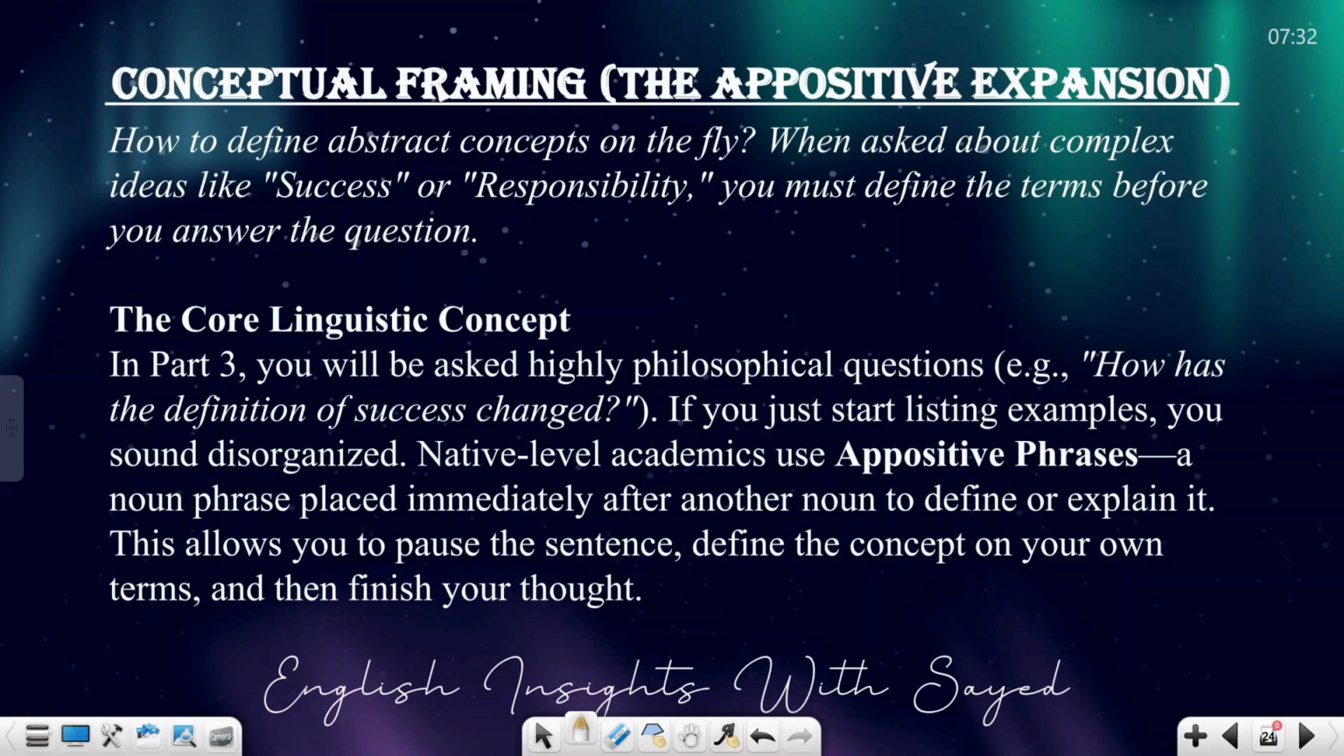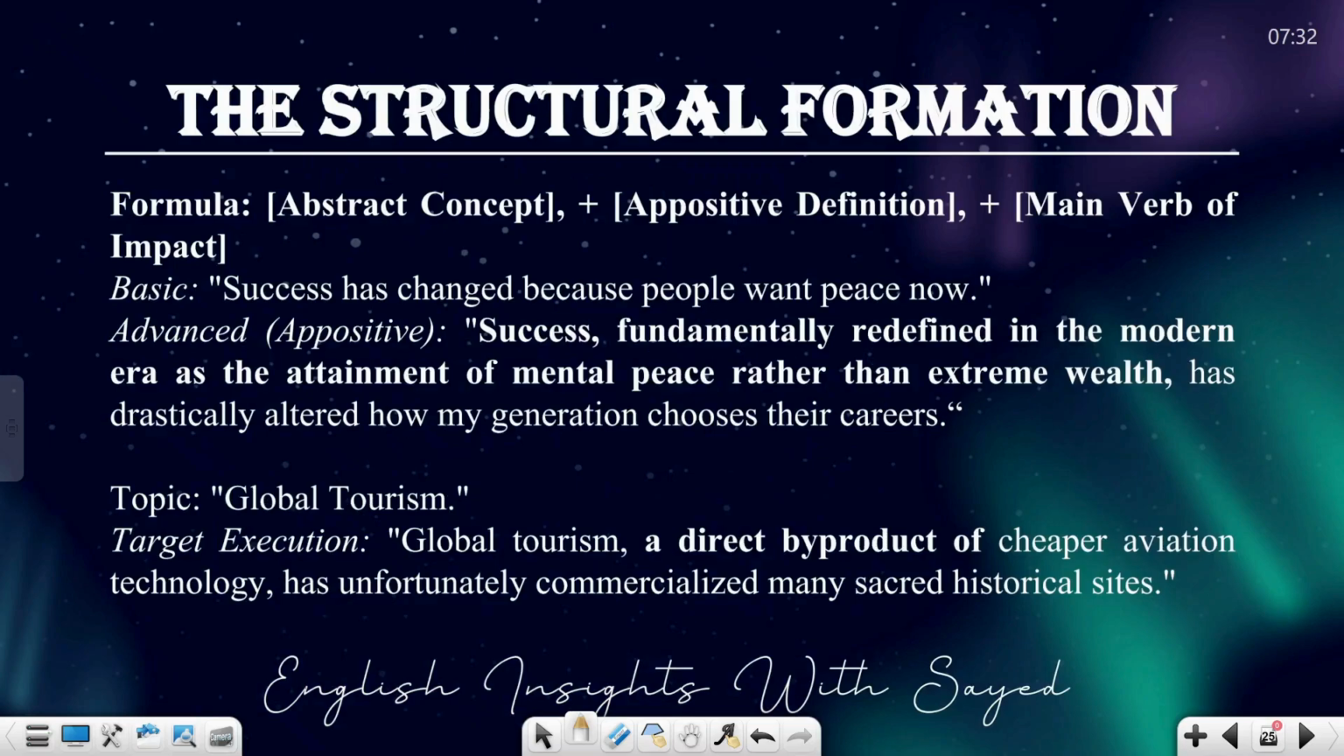Native level academics use appositive phrases, like a noun phrase placed immediately after another noun to define or explain it. নাউনটা বললেন, ওটাকে আবার এক্সপ্লেন করতে হয়। সো এটাকে অ্যাপোজিটিভ স্ট্রাকচার বলে। This allows you to pause the sentence, define the concept on your own terms, and then finish your thought.